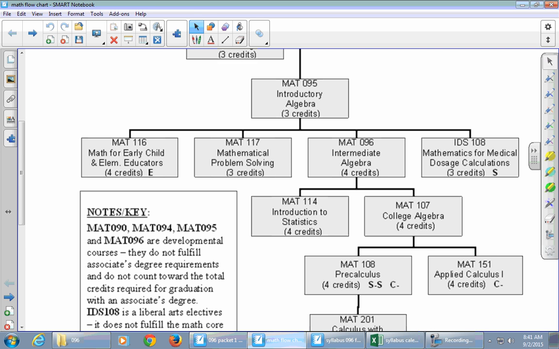So Math 095 is introductory algebra. Some of you took that here. Some of you placed into this course via the AccuPlacer. So currently you are here.